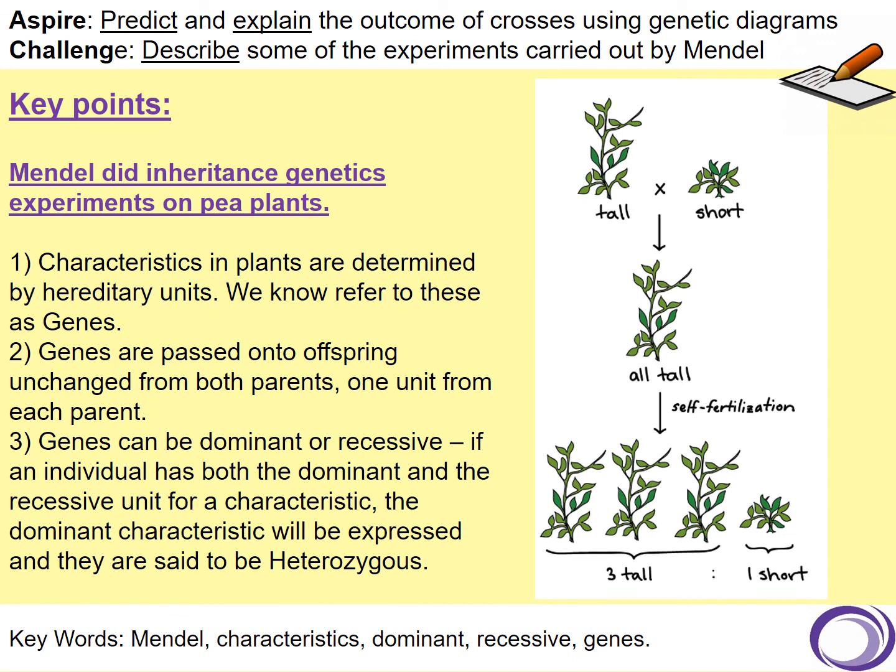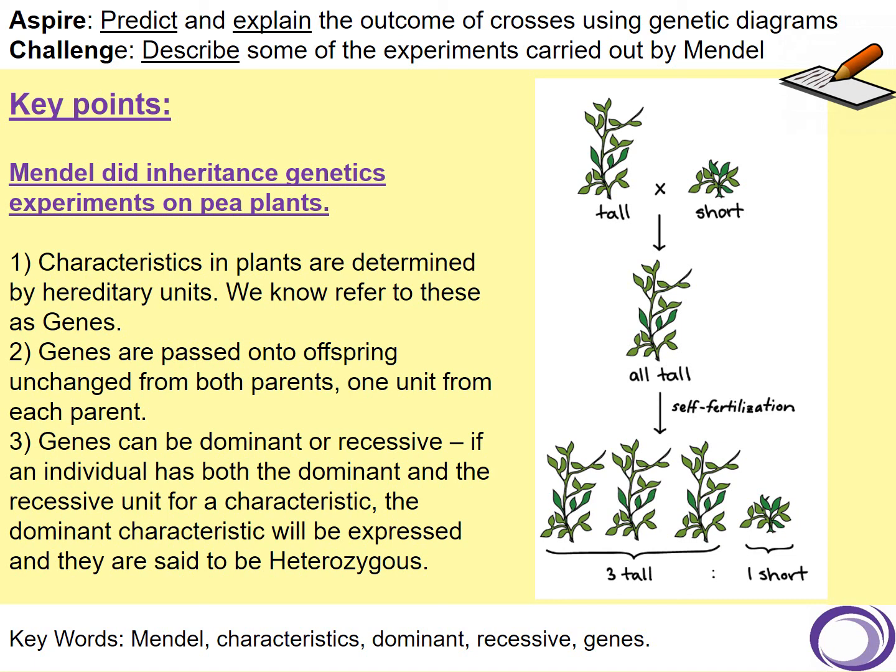Okay, as always, I've given you a final summary slide. I'm just going to read through it, then you can pause the video and you can either add to your notes from the previous slide or you can just write it out. So Mendel did inheritance genetic experiments using pea plants. The characteristics in pea plants are determined by hereditary units, which we now know as genes.